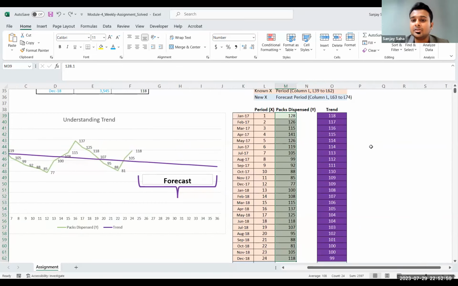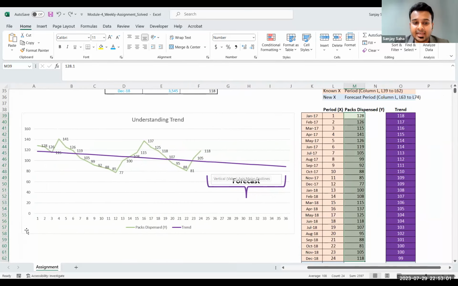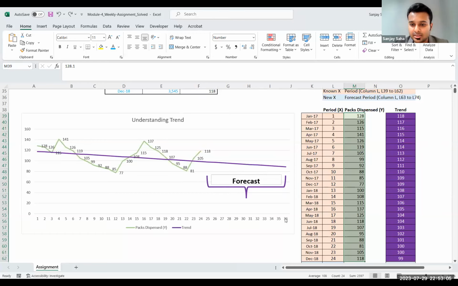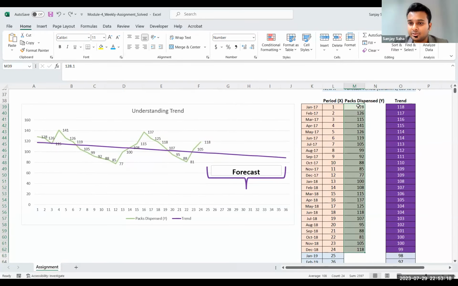In this case, if you see on the graph, this is the x-axis, where the time is plotted. Y-axis is the amount of packs dispensed. So known y means the number of packs dispensed. Known y is the packs dispensed per month from period 1 to period 24. Known x is the time. So known x is period 1 to period 24.